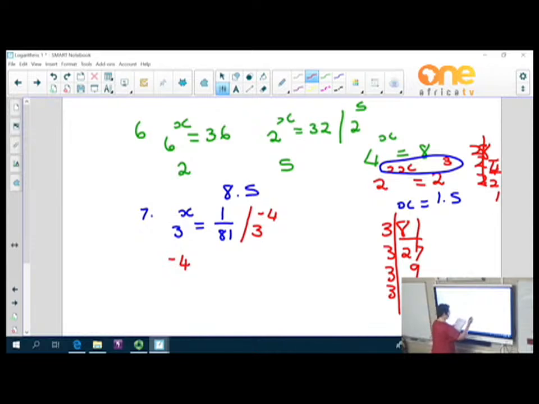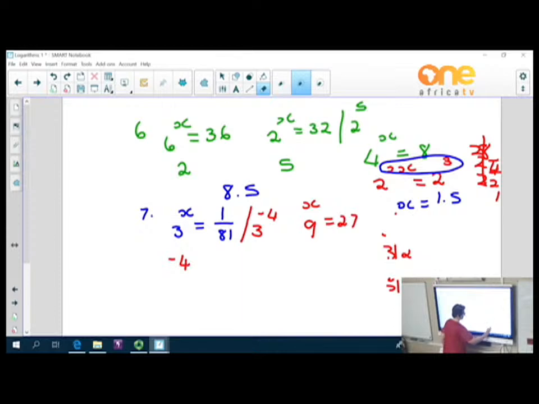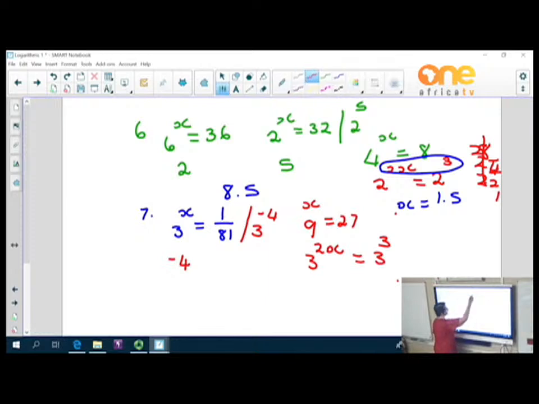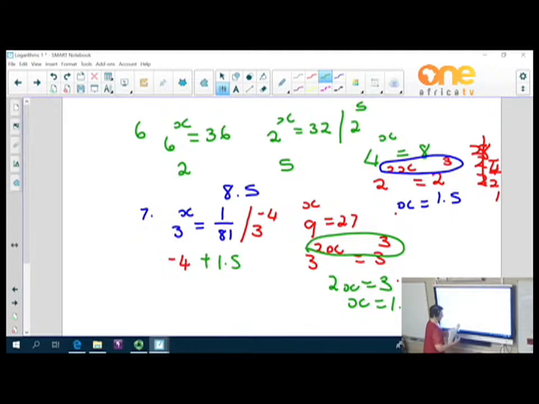The second one there will then be 9 to the power of what is 27. So changing it to the same base, 9 is 3 to the power of 2x. 27 is 3 to the power of 3. So your bases are the same. That's why you can solve the indices. So 2x is equal to 3, which makes x equal to 1.5. So it's negative 4 plus 1.5 here.